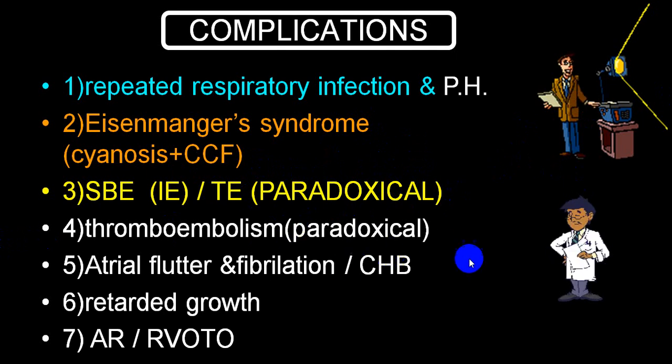You can have a complete heart block also once in a while, not very common. Retarded growth. You can have an abnormal congenital heart disease associated with VSD, like single ventricle, right ventricular outlet obstructions. Or you can have aortic regurgitation, aortic valve defects, mitral valve defects, endocardial cushion defects. These can be associated conditions.